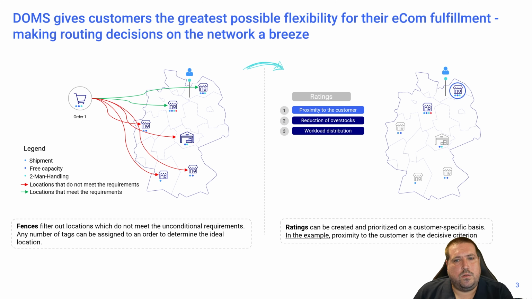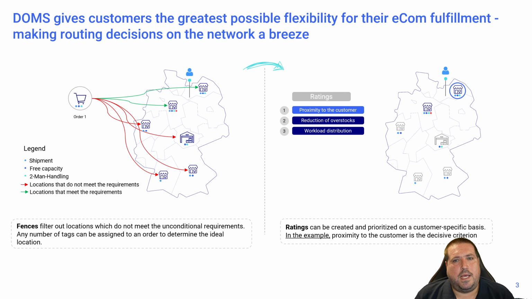Now it switches over into the ratings. It hands over these 2 locations to the rating system, and here we have totally different ratings. So we're not looking at shipment, free capacity, and all of that. This is already cleared. So now we're looking at how close is this facility to the customer. Could we reduce some stocks here, overstocking, and also let's have a fair distribution of workload. And with all of that data, it decided that the best facility to fulfill this one order is the upper right facility. So this is how it will be narrowed down to one facility.